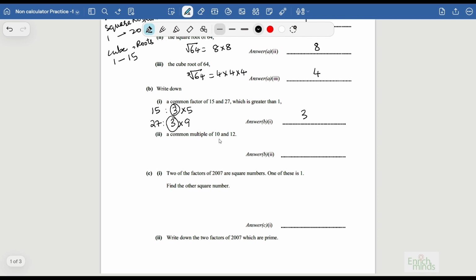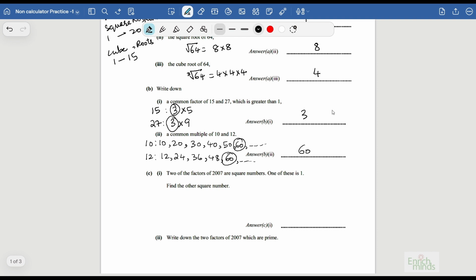Now, a common multiple of 10 and 12. Multiples are the numbers which appear in the times table of a number. Like 10 times 1 gives you 10. 10 is a multiple of 10. 10 times 2 gives you 20. So 20 is a multiple of 10. 30, 40, 50, 60. All these are multiples of 10. And then what about 12? The multiples of 12 are 12 ones is 12, 12 twos is 24, 12 threes is 36, 48, 60. These are the multiples of 12. A common multiple for 10 and 12 is 60.